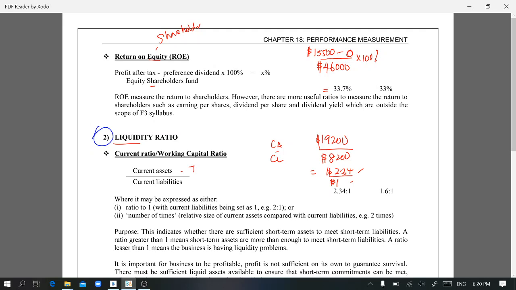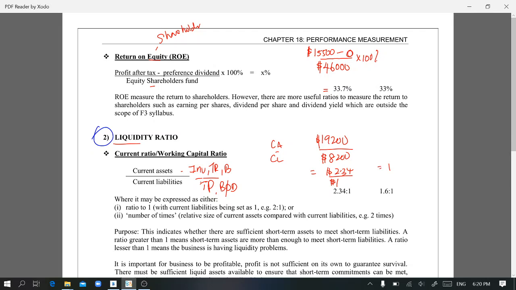Short-term asset is like your inventory, trade receivable, bank. This one will be your current liability, will be your trade payable, bank overdraft. Okay, bank overdraft. So you have $1 to pay, but luckily you have $2.34 to cover.